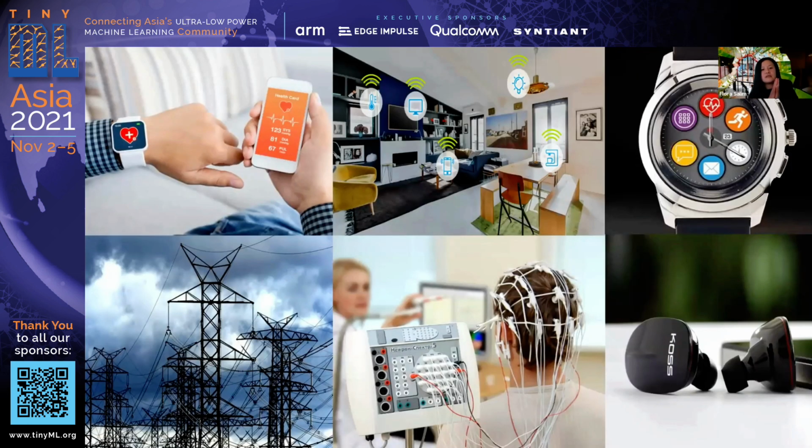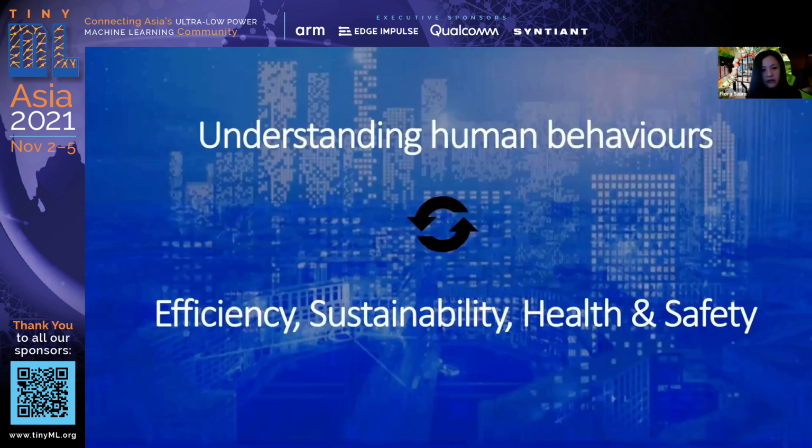There's a lot of sensors. I know we've all been working with sensors. I don't have to convert everyone on this talk. It's important to actually work with sensor data because it's all around us. But how do we utilize the understanding of human behaviors to inform and make our life more efficient, sustainable, and improve our health and safety?